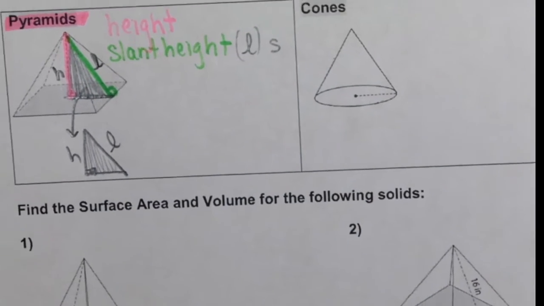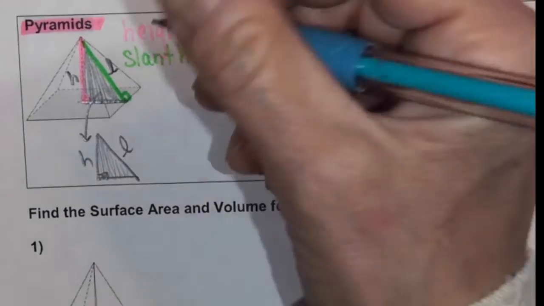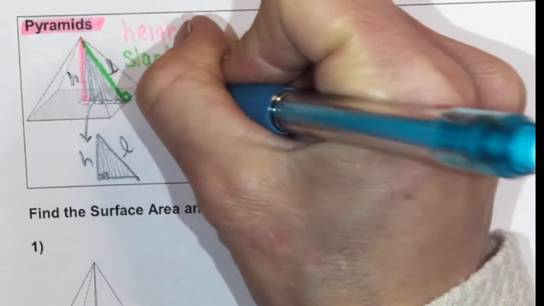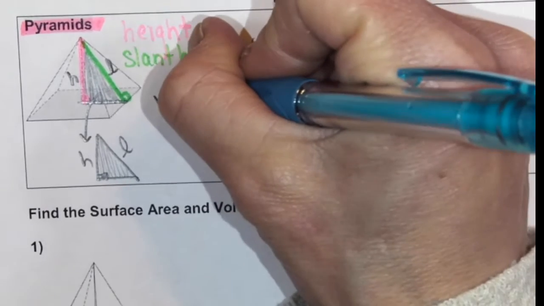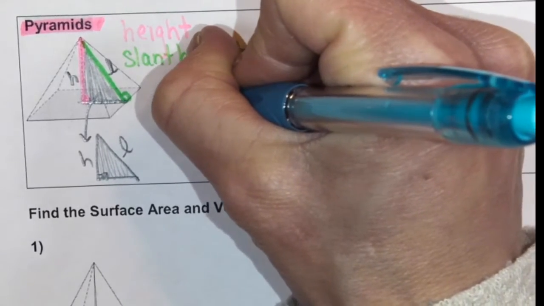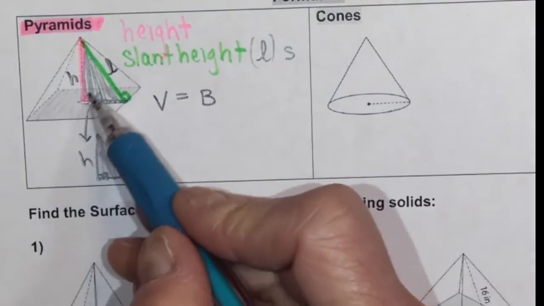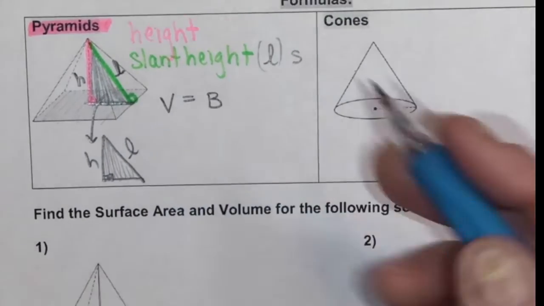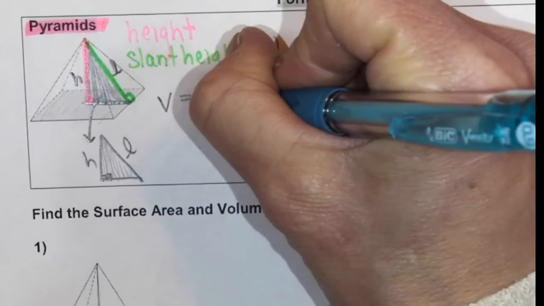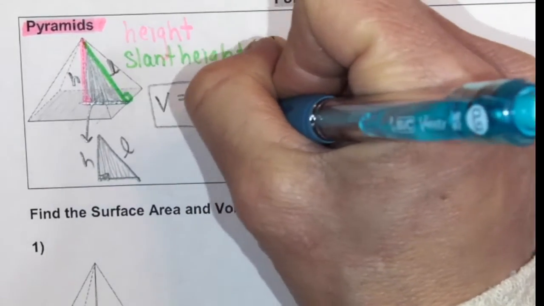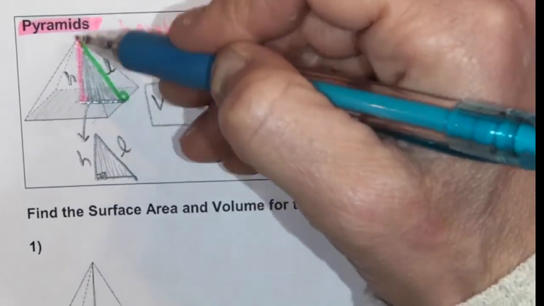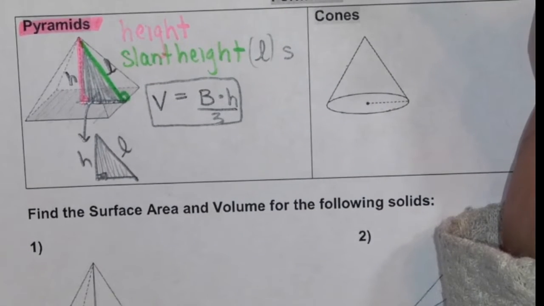Right. So knowing that, let's write down our formulas now. Volume, like I told you with the demonstration of the water, is going to be the area of the base. Remember, that's what big B stands for. So in this case, it's a square. We would find the area of the square times the height divided by 3. Okay? You always use the actual height of the pyramid for volume.